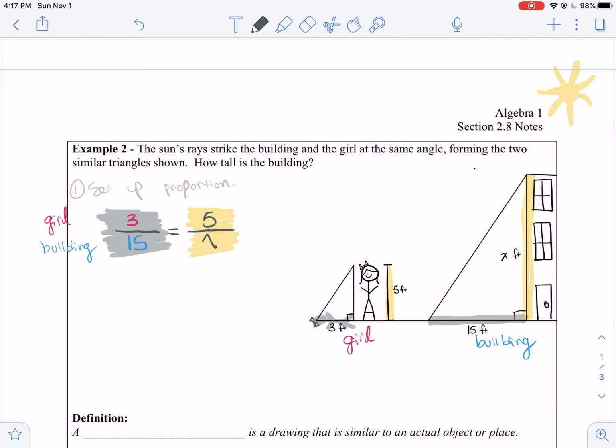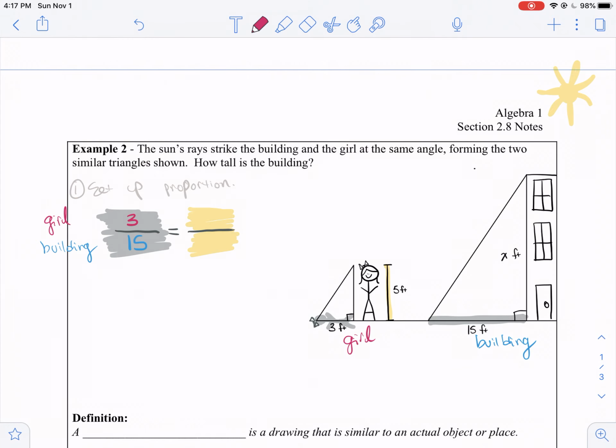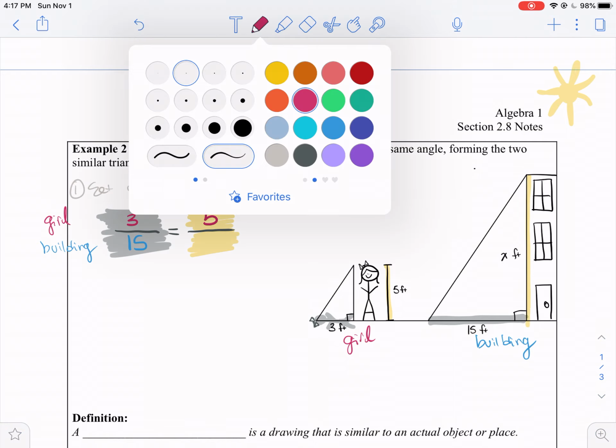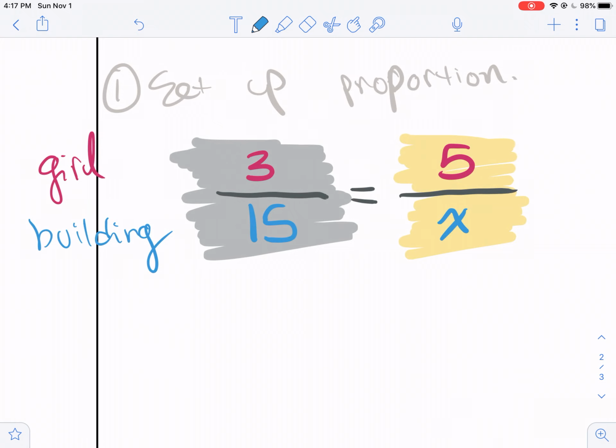I'm sorry, I did the wrong colors. Hold on. Okay, so the girl's height is 5, so we're going to put that on top in pink. And the building's height is X, so we're going to put that on the bottom in blue. So notice they still correspond. The girl is on top and the building is on bottom.